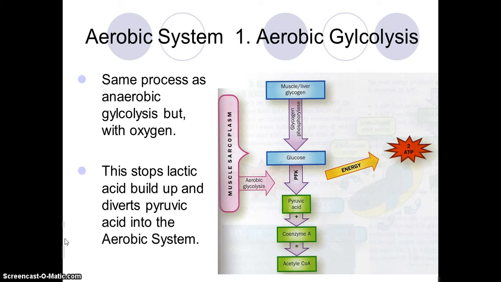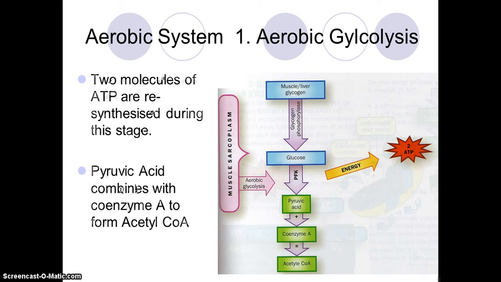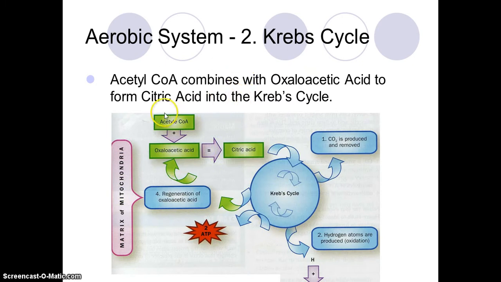So when oxygen is present, pyruvic acid is turned into a product called acetyl-CoA, through pyruvic acid joining with coenzyme A. And this is the starting point of the aerobic system. Two molecules of ATP are resynthesized there. You then get acetyl-CoA, which combines with oxaloacetic acid, sorry it's early, to form citric acid, and it's the citric acid that goes into Krebs cycle.